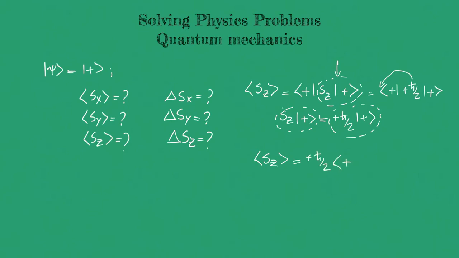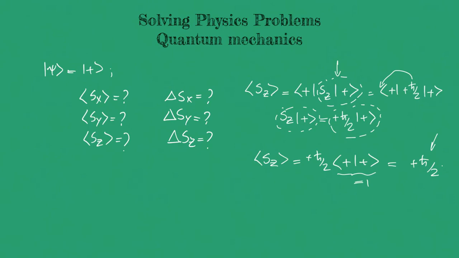multiplied by this inner product that we already know the result of. It must be equal to 1. And then we get plus h bar over 2. This result should seem obvious because plus h bar over 2 is the only possible result of a measurement of the operator Sz for the state ket plus. Therefore, it must be the expectation value.